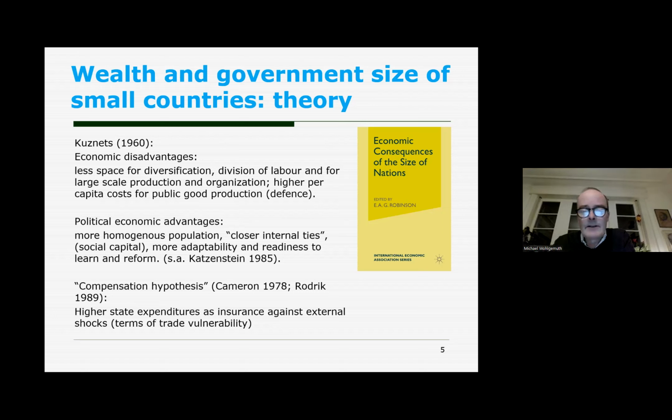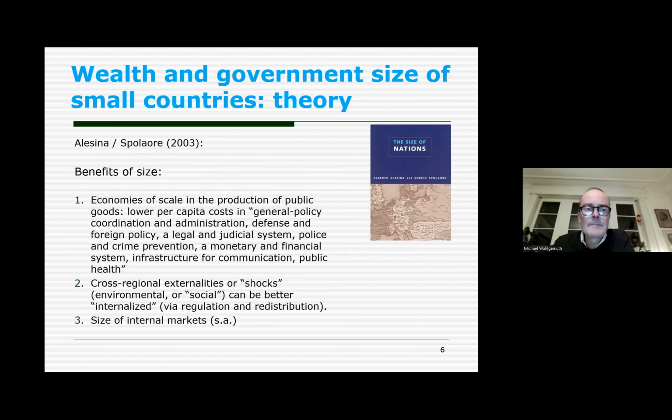But Cameron and Rodrik again point to the fact that small states have a higher vulnerability to changes in terms of trade and trade conditions, and both of them therefore think that the state has to intervene more and to insure its citizens against these external shocks, which cannot be met as easily as in a large state with a large diversified economic structure.